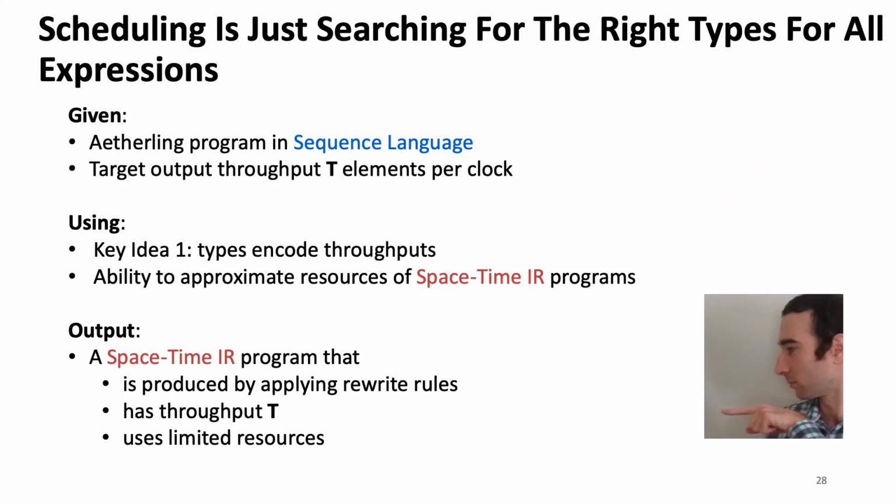With these features, the scheduler is able to find a combination of rewrite rules that produces a spacetime IR program with the target throughput and limited resource utilization. Since types encode throughputs, the scheduler just has to search for a spacetime IR program with the right types. The search is guided by the resource utilization approximation. When the scheduler finds a program with the correct spacetime types, the key ideas ensure that the resulting spacetime IR program will compile to a statically scheduled circuit with the expected throughput. I won't dive into the details of the scheduling algorithm. The details of this heuristic-driven search are in the paper.